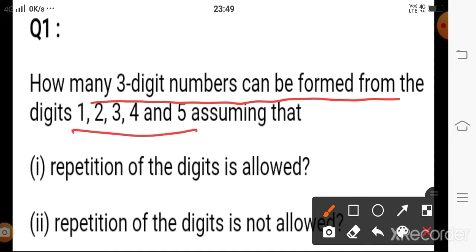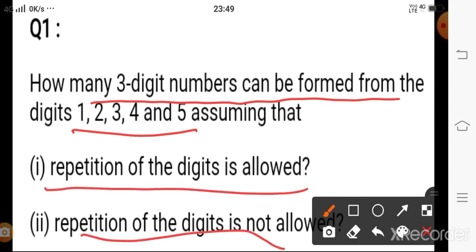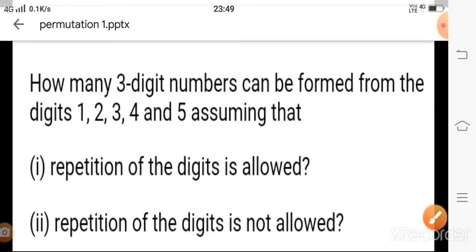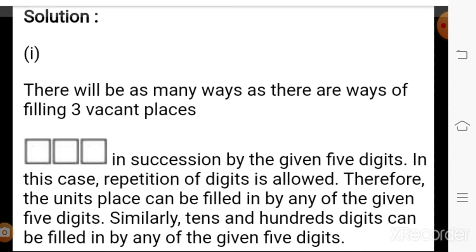These 5 different numbers are given to you, and we have to form a 3-digit number, and two conditions are given. In the first, repetition of the digit is allowed, and in the second one, repetition of the digit is not allowed. Let us solve these questions.